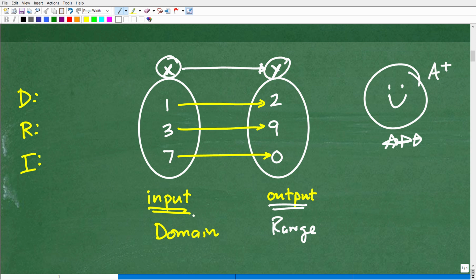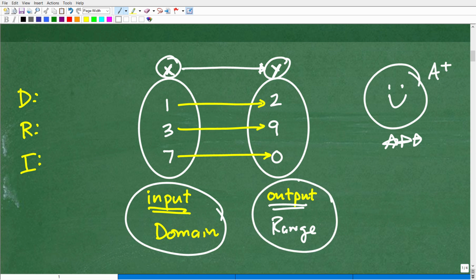These x's right here, the set of these numbers is our input value or our domain, and then we have respective or dependent values, they're dependent upon our input values. This is the range, okay? All right, so domain and range, so that's excellent.